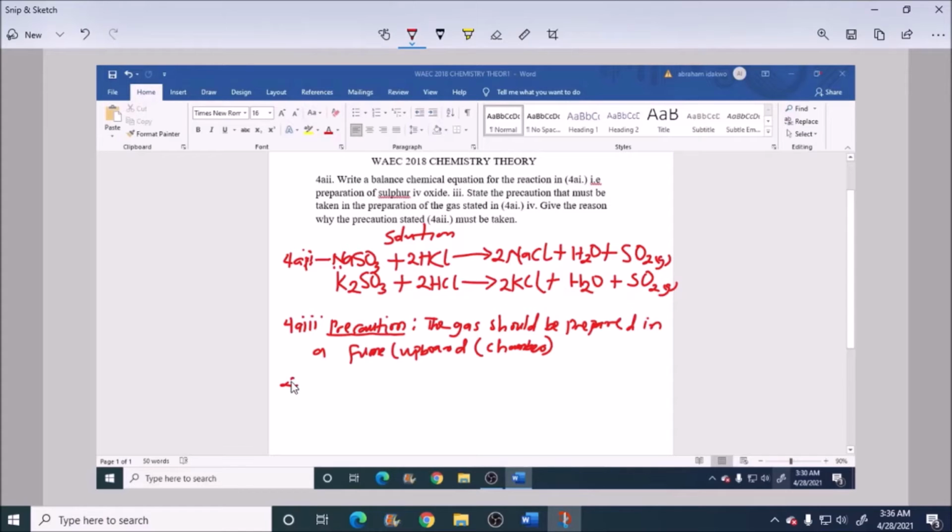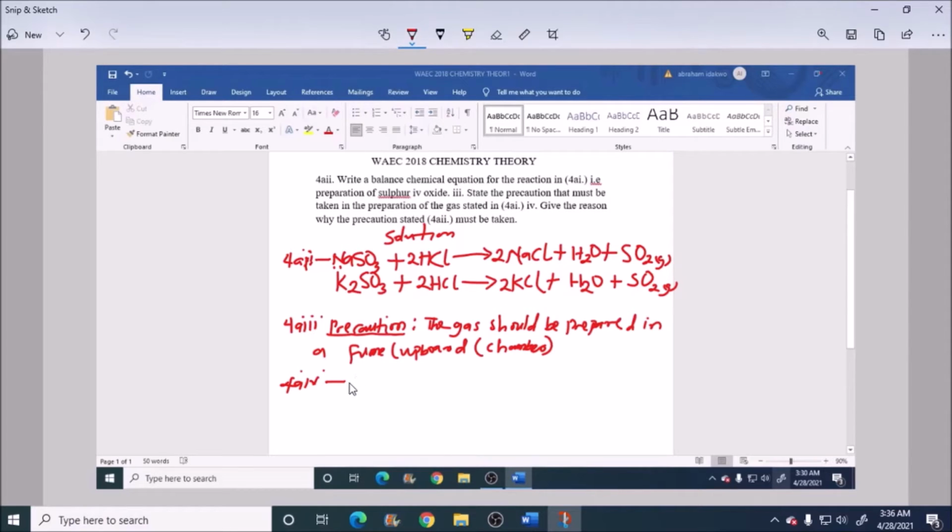Then 4a Roman figure 4: we are asked to give the reasons why the precaution stated in 4a Roman figure 2 must be taken. The reason is that sulfur(IV) oxide, SO2, is a poisonous gas. Then it must be prepared in a fume cupboard for it not to mix with air.